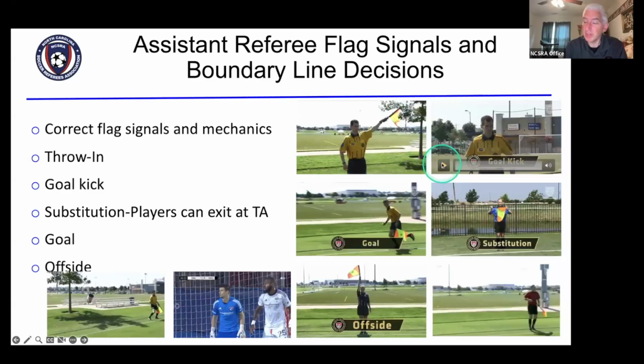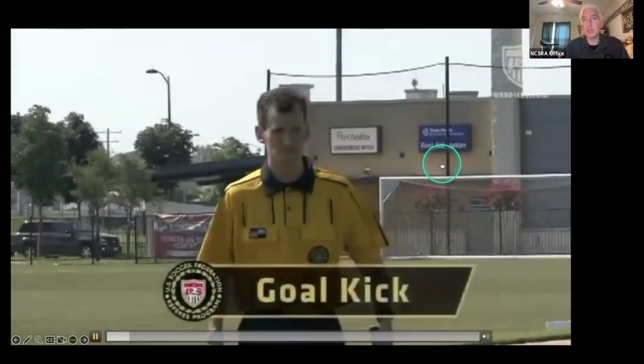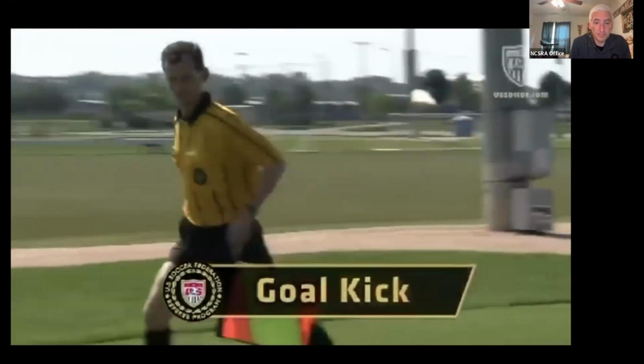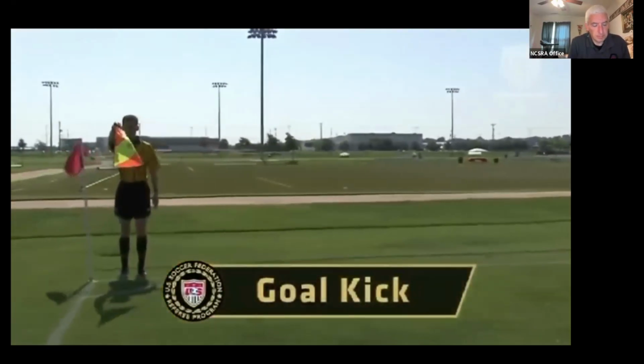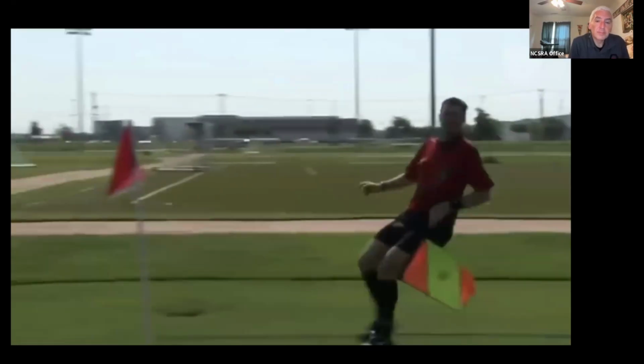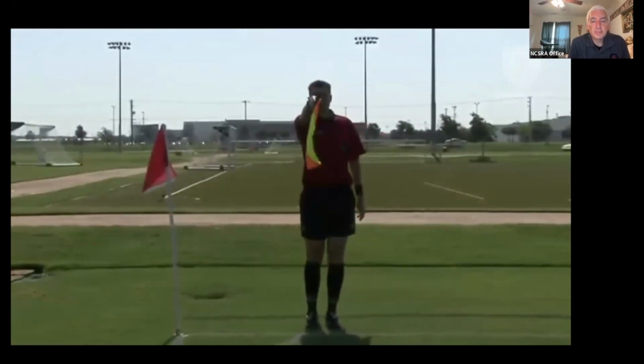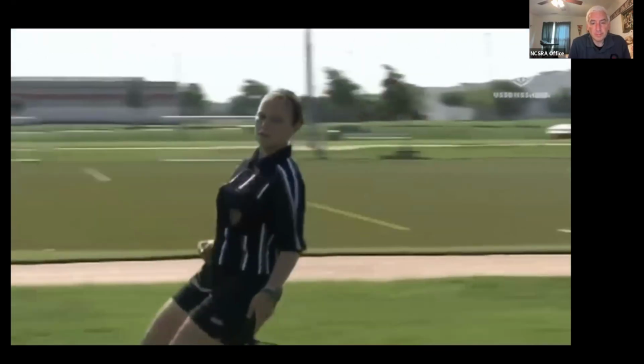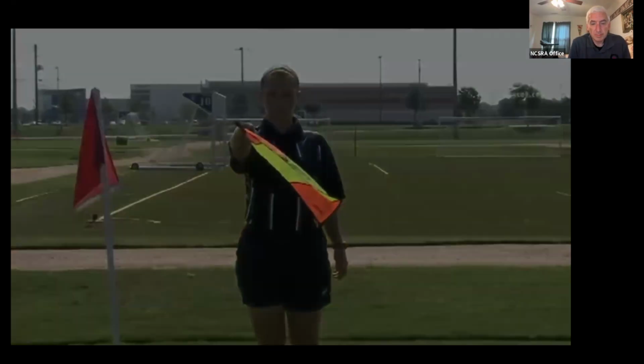Let's talk about goal kick. And again, remember what I said. While facing the field, the assistant referee uses the right hand to hold the flag straight outward toward the center of the field. The flag is lowered as soon as it is clear that the referee has seen and accepts the signal. At this point, the flag is shifted back to the left hand.